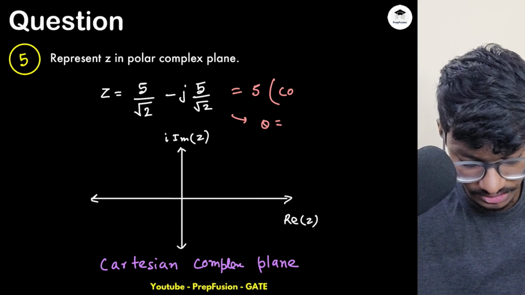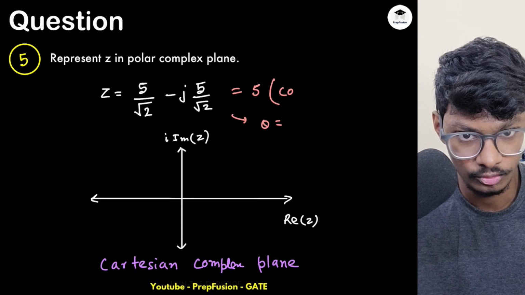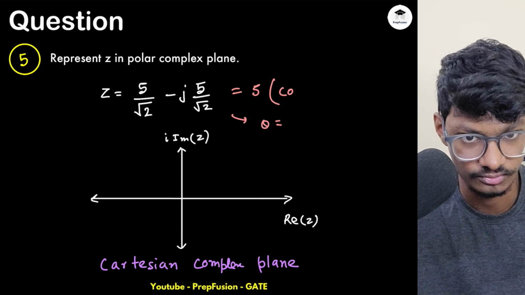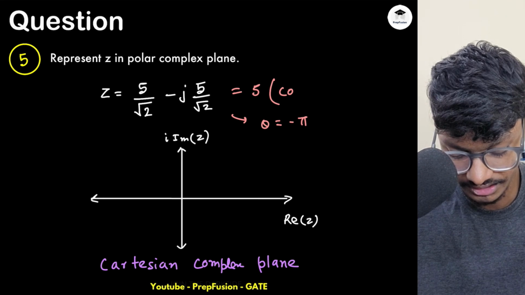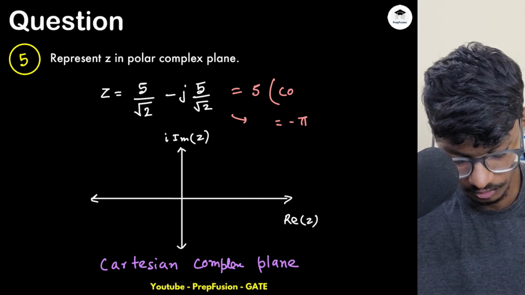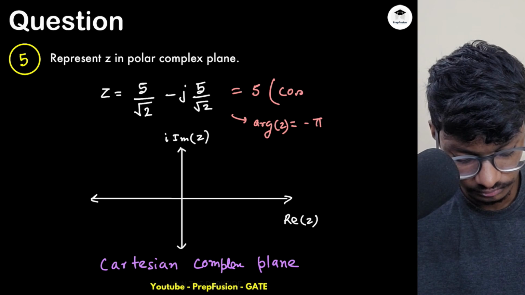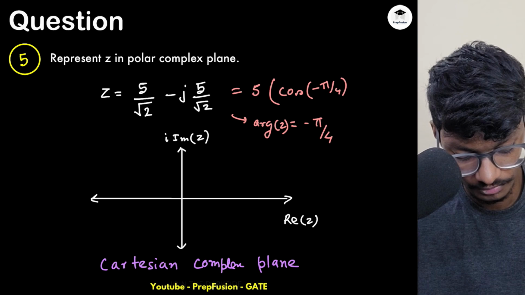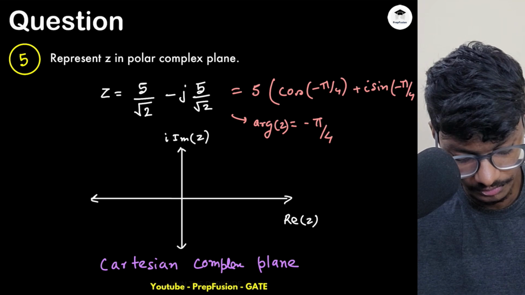So minus theta means what? You can directly compute theta as mod of 5 by root 2 over mod of minus 5 by root 2, which is tan inverse 1, which is pi by 4. But theta is minus pi by 4, because, sorry, my argument of z is minus pi by 4. That is the more important part. Okay, so this will be cos of minus pi by 4 plus i sine of minus pi by 4.